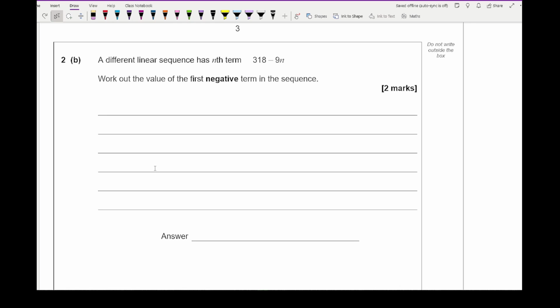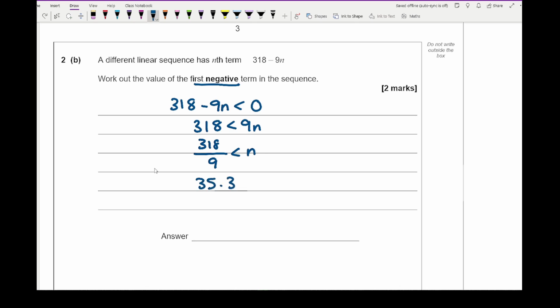Work out the value of the first negative term in the sequence. Now for this, what we need to do is make the nth term, which is 318 minus 9n, and we're looking for the first negative number, so we're going to make that less than 0. So solving this, what we end up with, 318 is less than 9n, and then 318 divided by 9 is less than n. Now if I type that into my calculator, which I can easily do because this is a calculator paper, I'm going to get 35.3, so 35.3 is less than n.